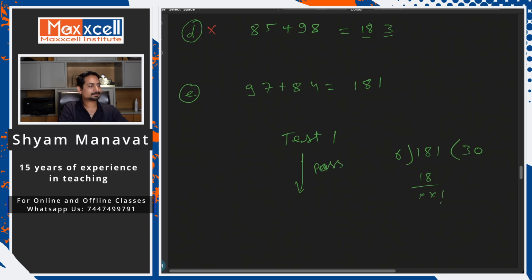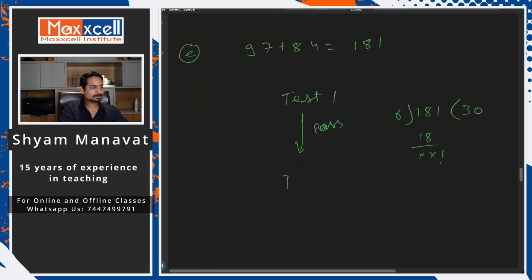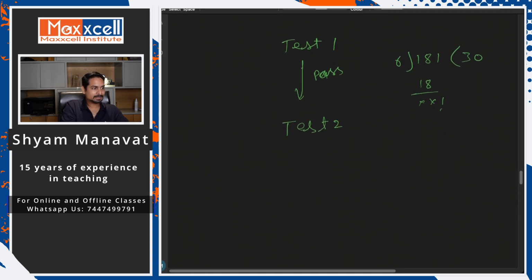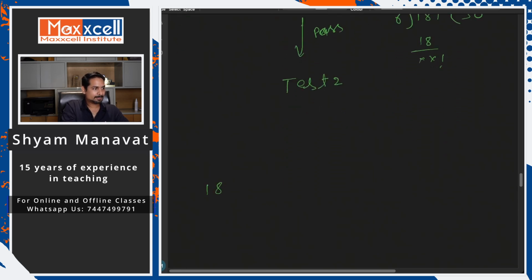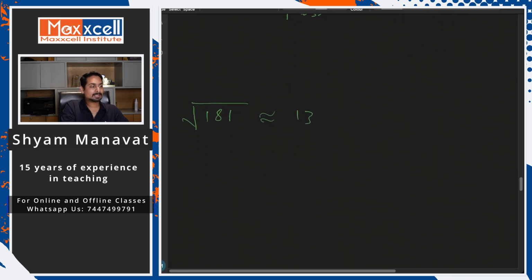Next, test 2. Test 2 is take approximate root of 181. Approximate root, again it will be 13. So let's check with the prime numbers. Let's see whether 181 is divisible by any one of the prime numbers which are less than or equal to 13. So again you have 2, 3, 5, 7, 11 and 13.